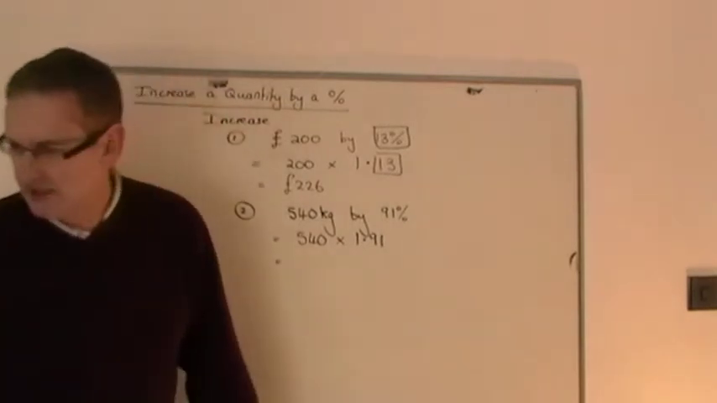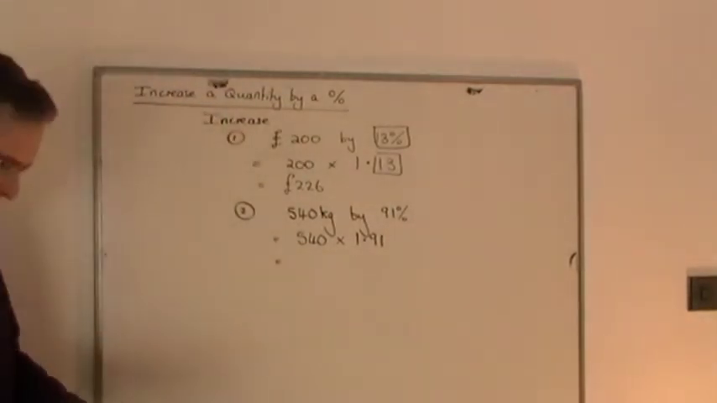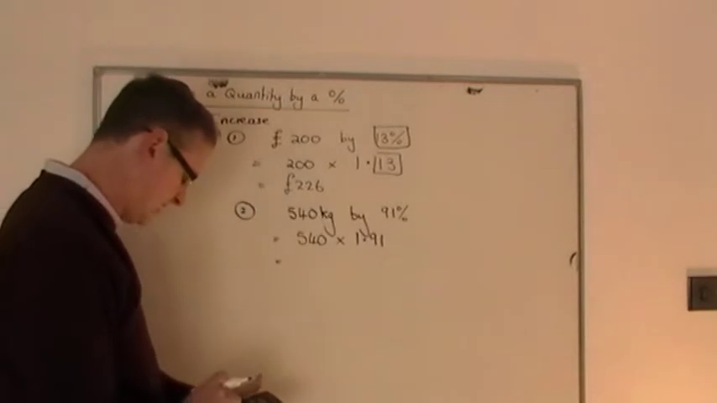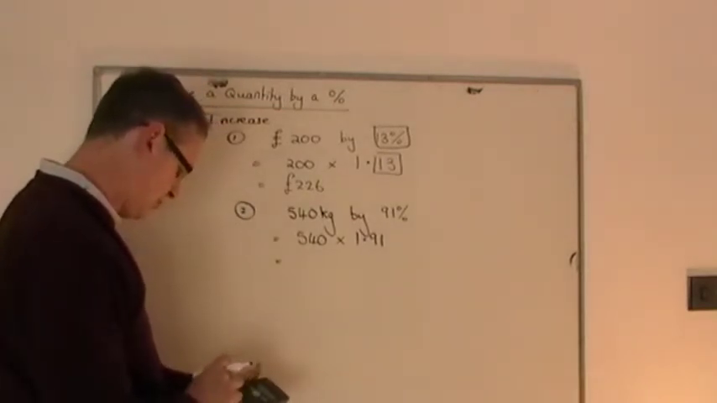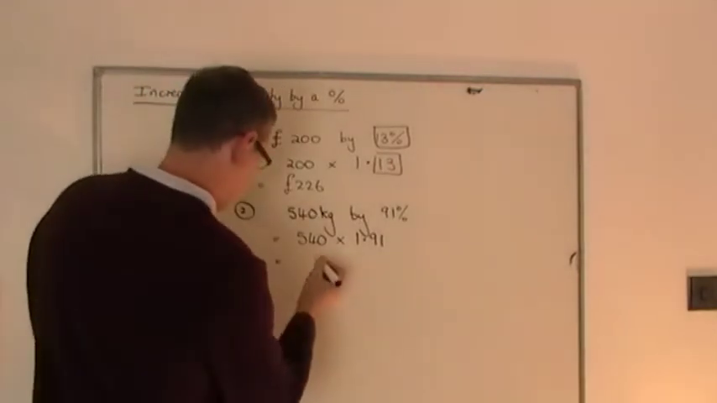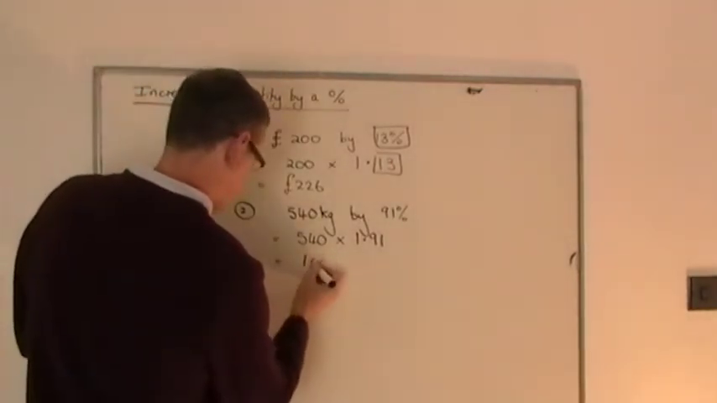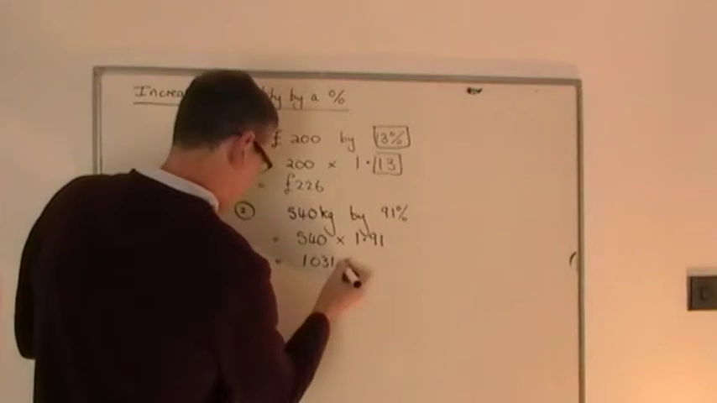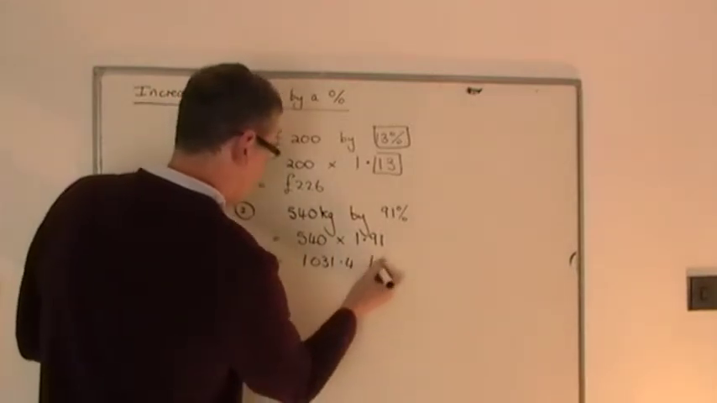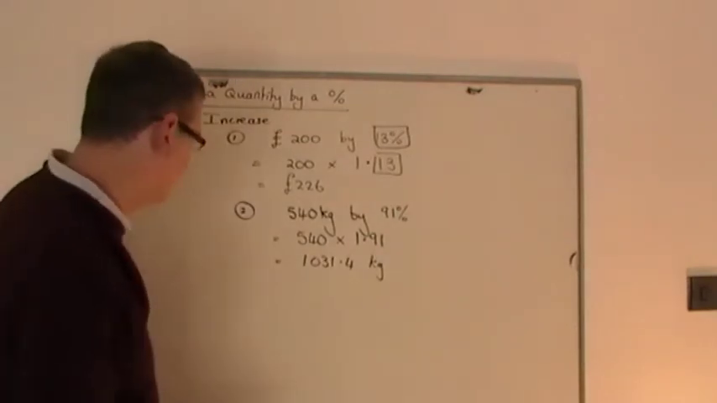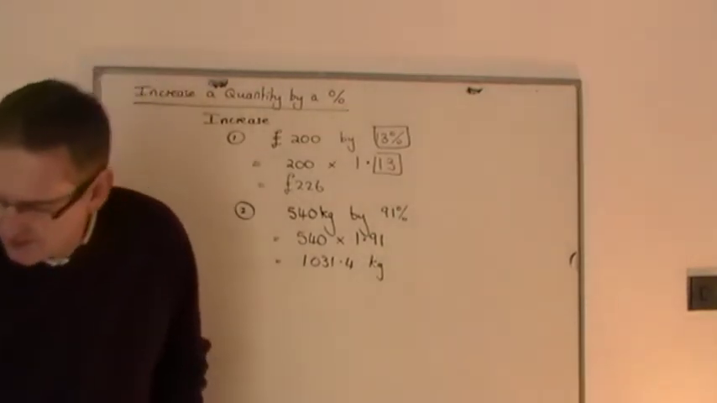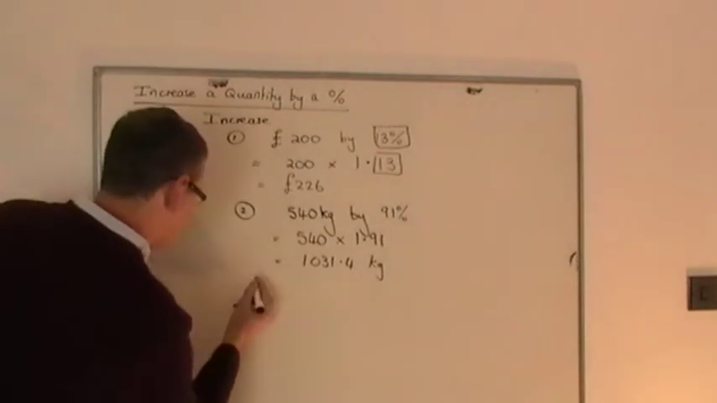You simply reach for a calculator. Now this is a bit harder, so I won't do it in my head in case I make a mistake. I'm going to say 540, I multiply it by 1.91 and you get an answer of 1031.4, and it's kilograms. So I don't need 2 decimal places if it's in kilograms. There you go.